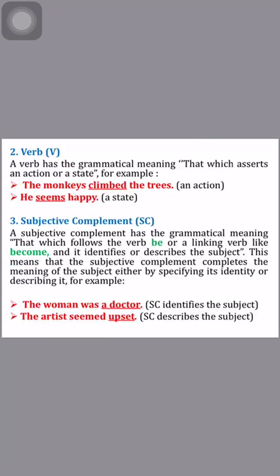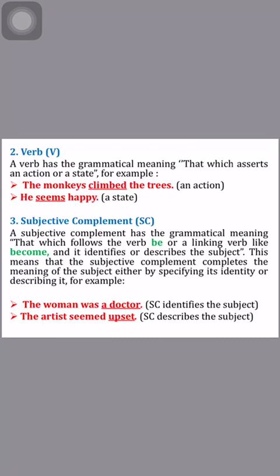Make it clear. The artist seemed upset. So the artist, this is the subject. Seemed is one of the linking verbs. Upset is an adjective. What about form? Its form is the adjective. So by function, upset here has the grammatical meaning relationship of a description for the artist, the subject. As such, it is a subjective complement. It describes the subject. This is what we mean by subjective complement.